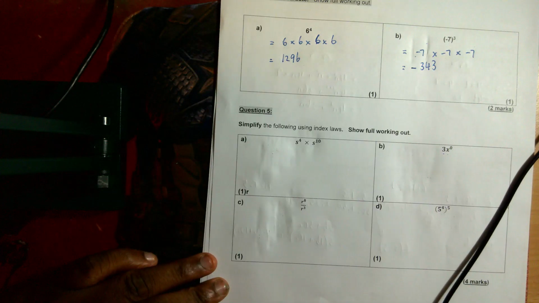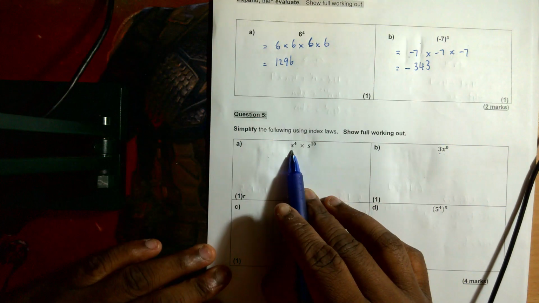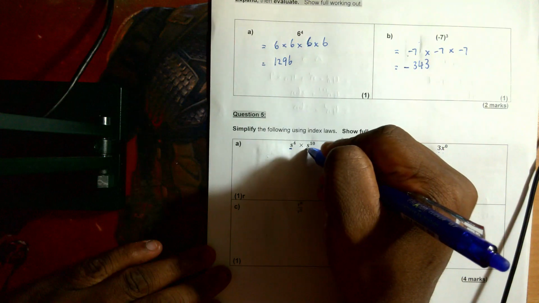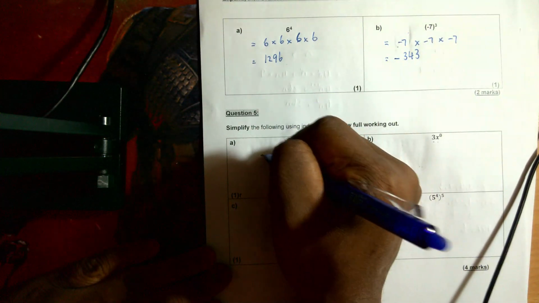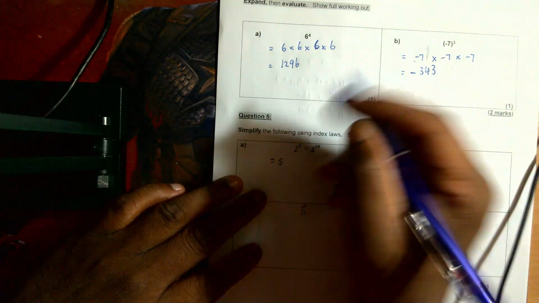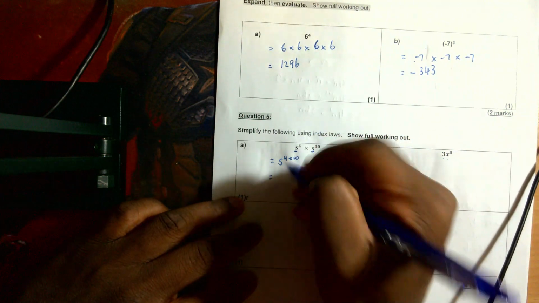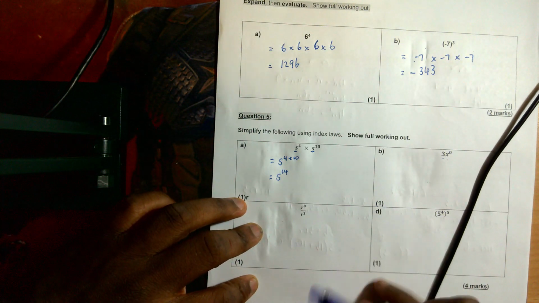Alright, index laws now. We're going to simplify the following. We're multiplying and we've got the same base. Our base being S. So when we multiply indices with the same base, we add the powers. So it's 4 plus 10. That gives us S to the power of 14.